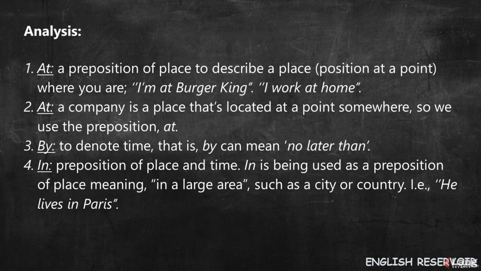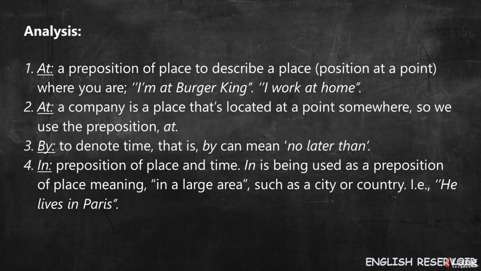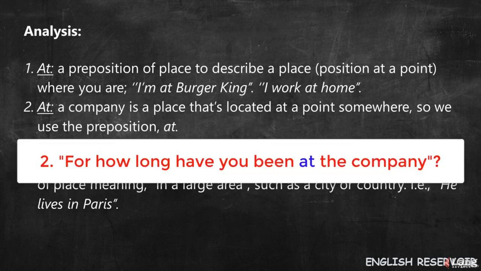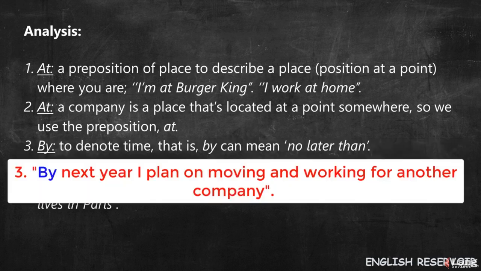Analysis. 1. At. A preposition of place to describe a place, position at a point, where you are. I'm at Burger King. I work at home. 2. At. A company is a place that's located at a point somewhere, so we use the preposition at. 3. By. To denote time, that is, by can mean no later than.